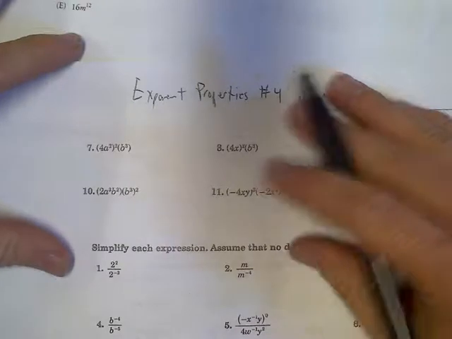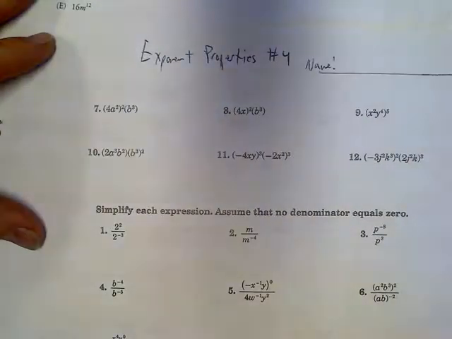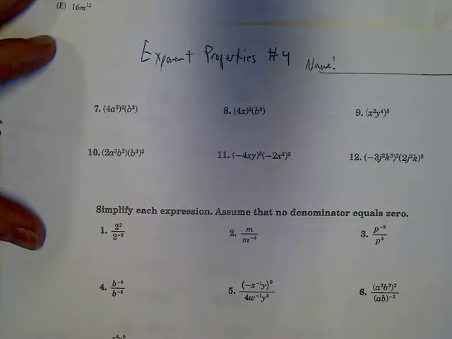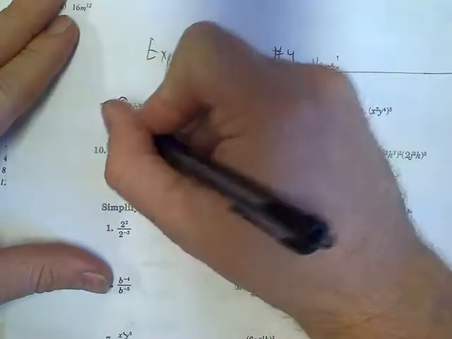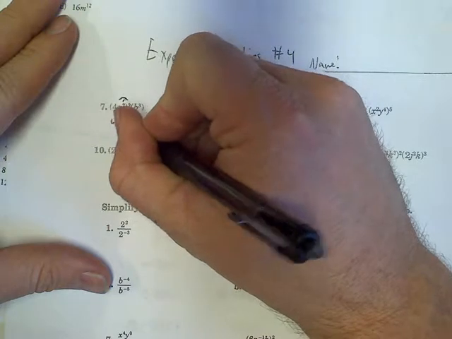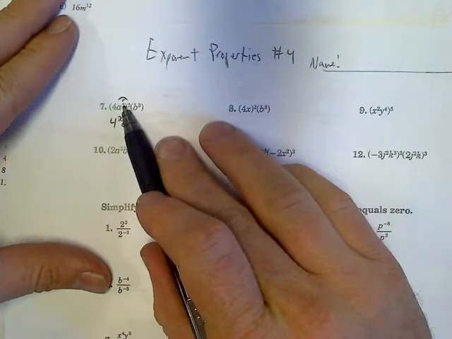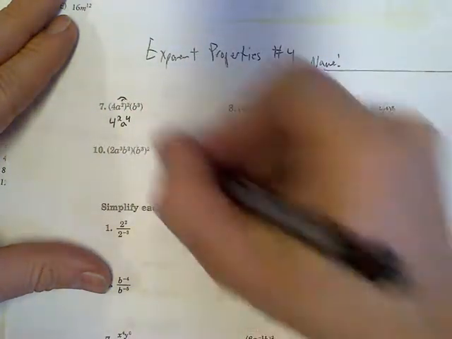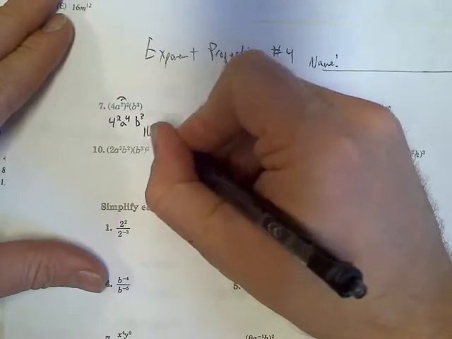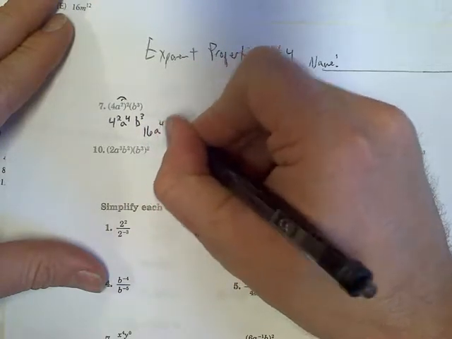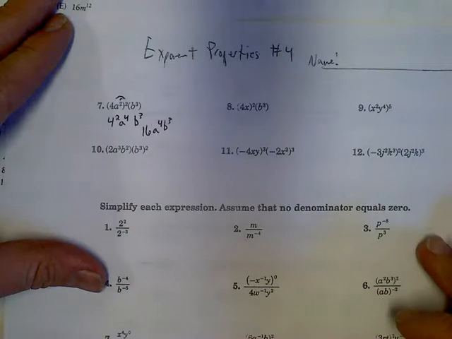Exponent Properties number 4. So, on number 7, we distribute the 2. So that would be 4 squared, a to the 4. We always multiply when we distribute the exponent, and then b to the 3rd. 4 squared would be 16, so I would be left with 16, a to the 4, b to the 3rd.